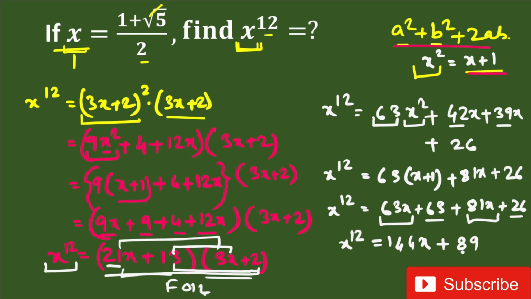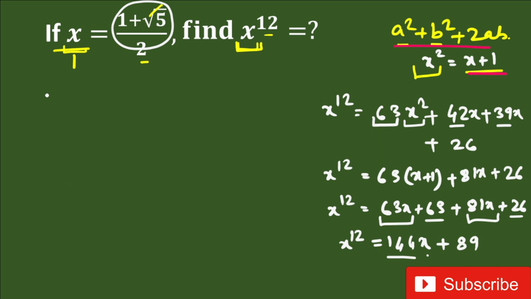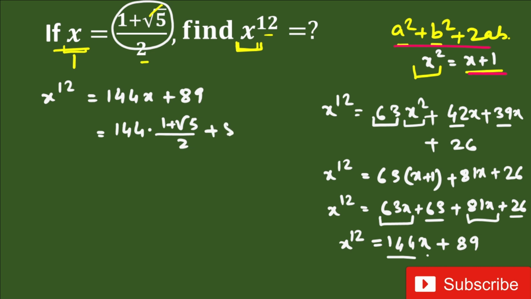Now the last step. Now look at this expression. We have the value of x given here. Now we'll put the value of x here and calculate it. So here we have calculated x raised to the power 12 as 144x plus 89. Now x is (1 plus square root 5) divided by 2, so it is 144 multiplied by (1 plus square root 5) divided by 2, plus 89. Now we'll multiply it. So we'll cancel it by 2, so it is 72. Now we'll multiply it by 72. So it is 72 plus 72 square root 5, plus 89.